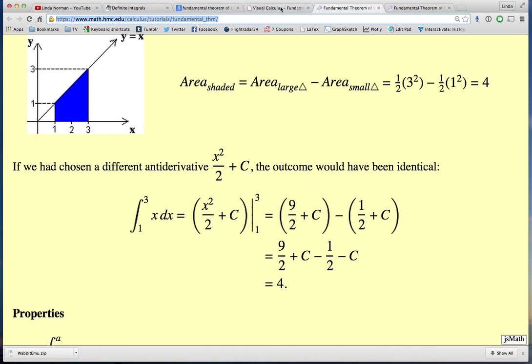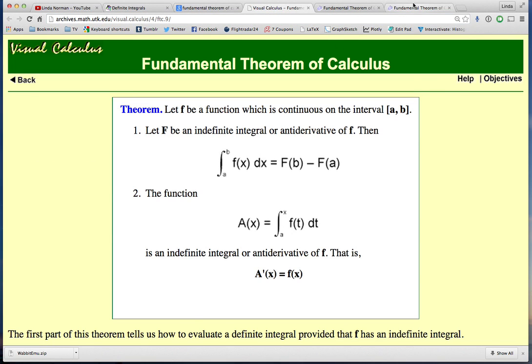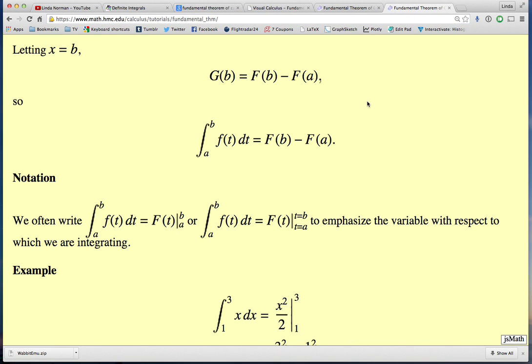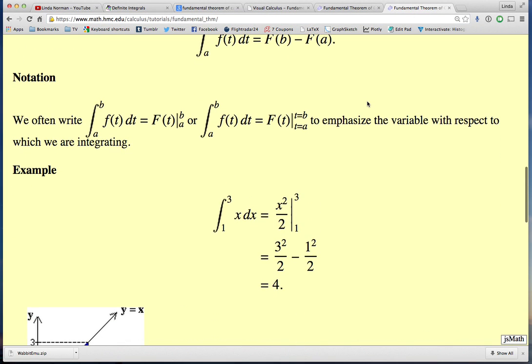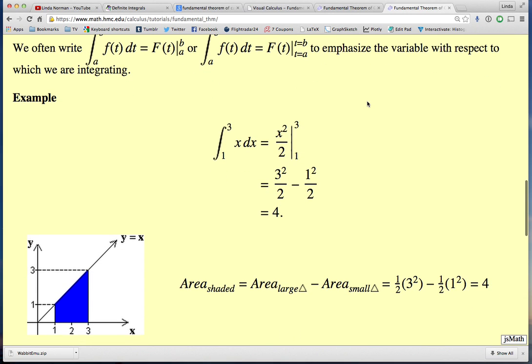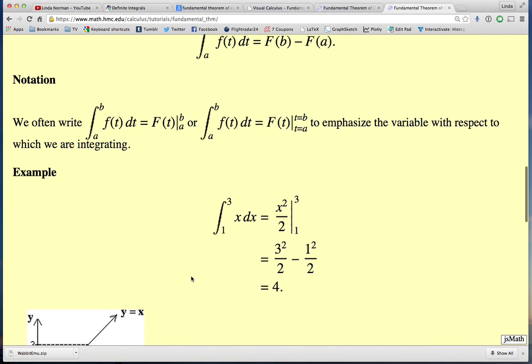So if I come back over, where was I? Here. The way you would write that out is just like this. You take the antiderivative, x squared over 2, evaluate it from 1 to 3, plug in the 3, plug in the 1, add everything up, and you get the area under that curve. That's going to be it for right now.